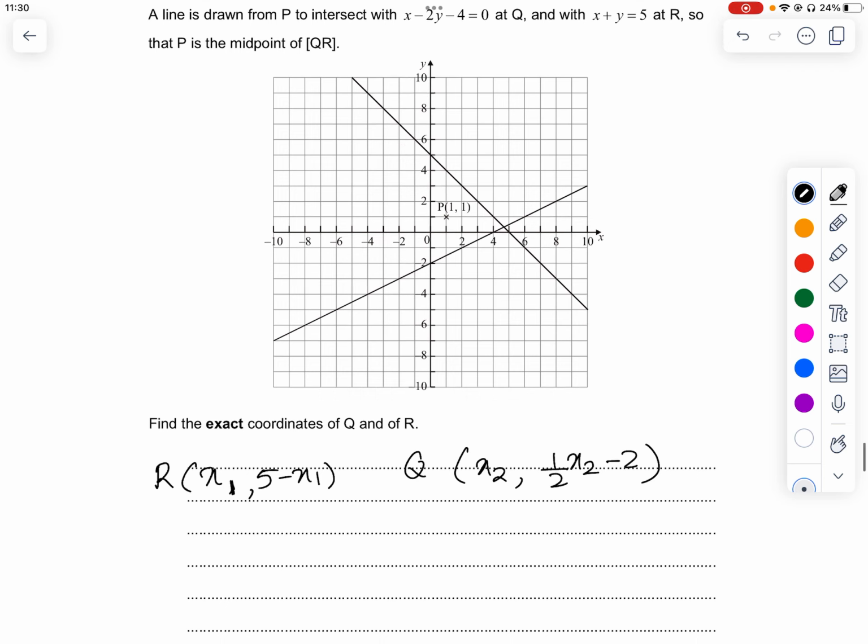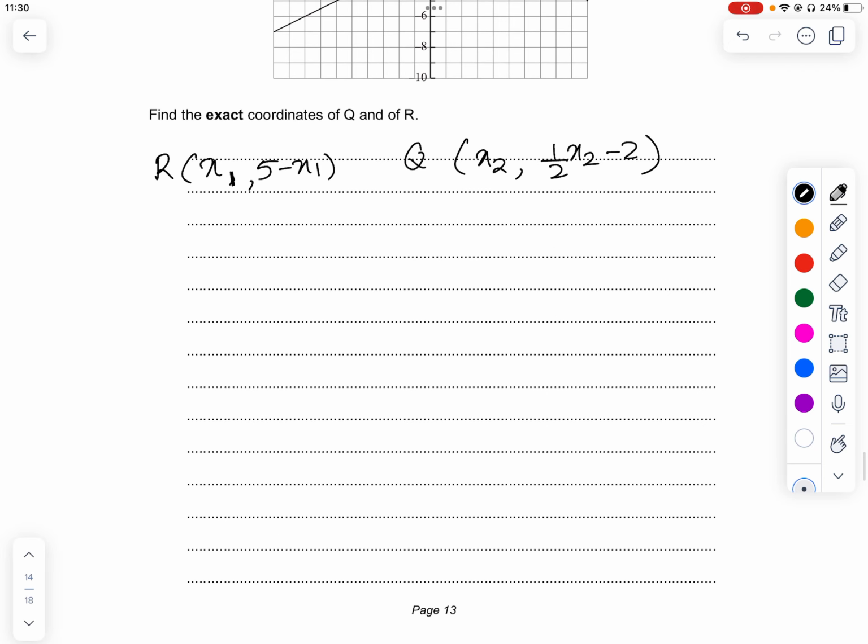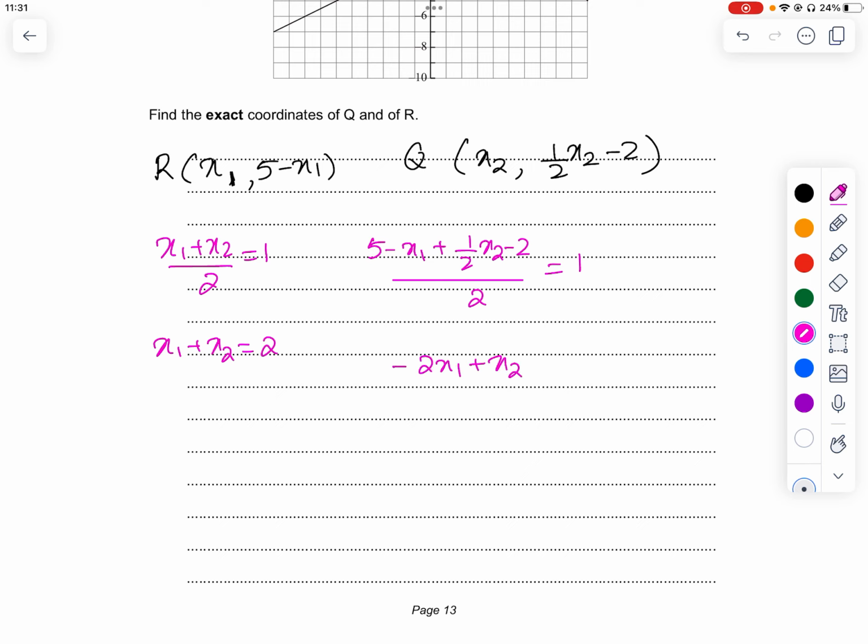Now P is the midpoint of QR. So what do I get out? x1 plus x2 upon 2 should equal 1. This gives me one equation, x1 plus x2 equals 2. Another is 5 minus x1 plus 1 upon 2 x2 minus 2 upon 2 equals 1. So this gives me another equation, minus 2x1 plus x2 equals negative 2.